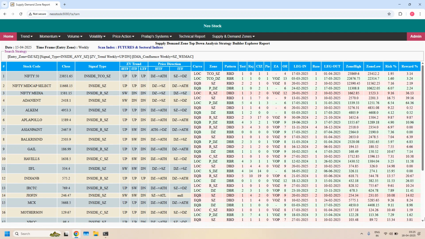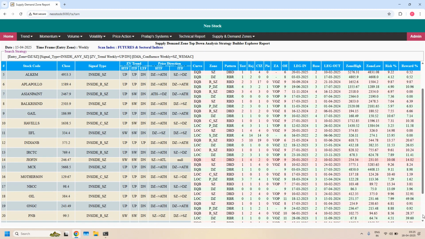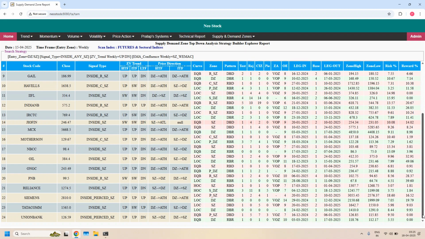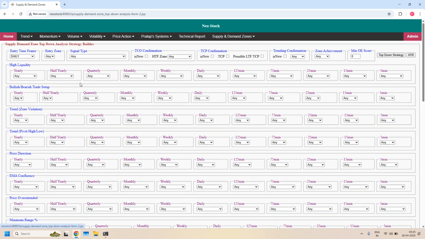So first 16 stocks in the list. Scrolling the list down, total 24 stocks are filtered. Okay, few additional reports also we will generate. Next, weekly time frame.